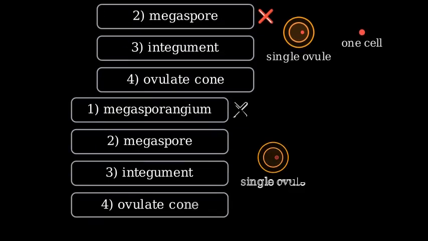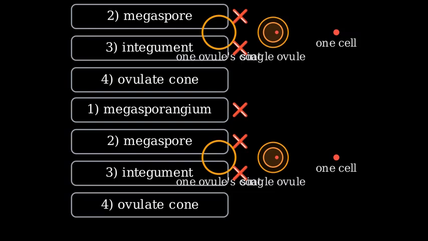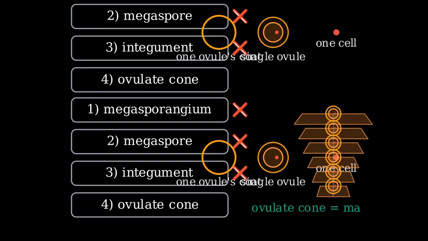Third, integument. This is the protective layer that surrounds a single megasporangium, so it wraps just one ovule, not many. Finally, ovulate cone, also called seed cone. It is made of many scales, and each scale bears an ovule on its surface. So a single cone contains many ovules. That means the correct answer is ovulate cone.